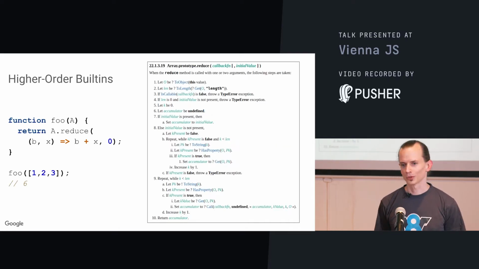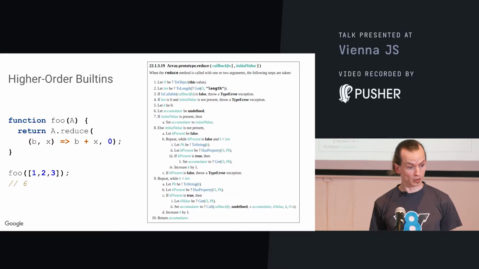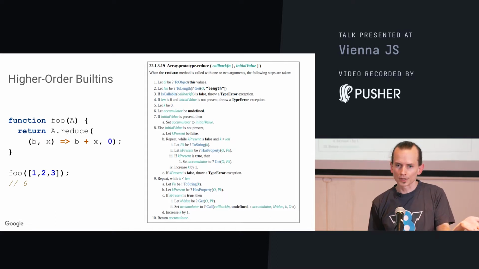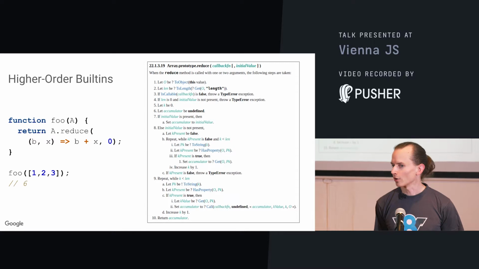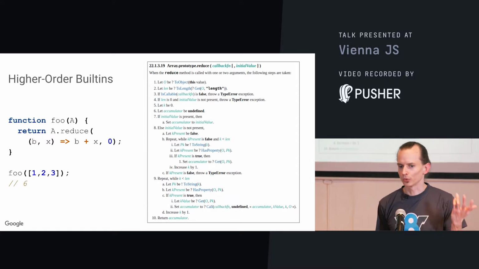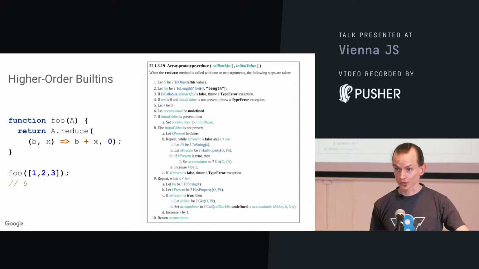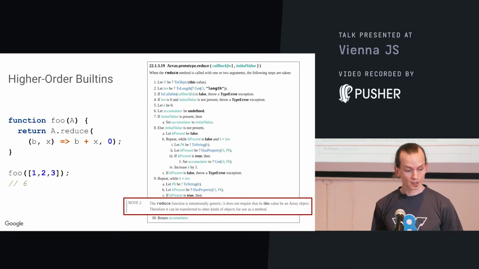So let's look at the spec of reduce. Again, crazy stuff going on there, a lot of additional things that we didn't see in the hand-tuned version. The reason for this is that the spec intentionally wants to be generic. So you can take the higher order built-ins of array and use them on other objects. You can come up with your own array implementation and just use the generic array functions. The spec actually mentions this in a note that says reduce is intentionally generic. It does not require that this value is an actual array object.